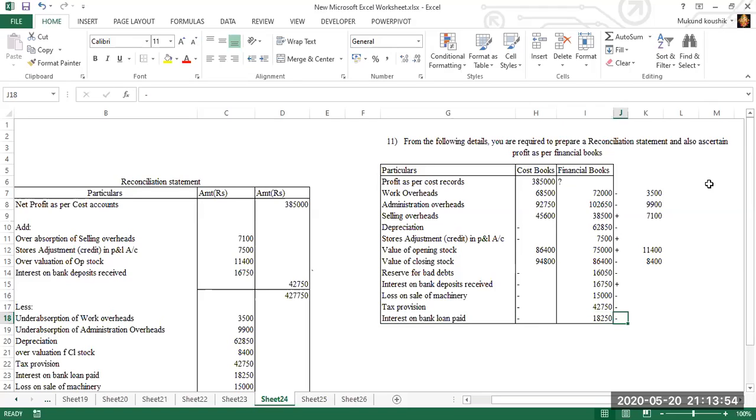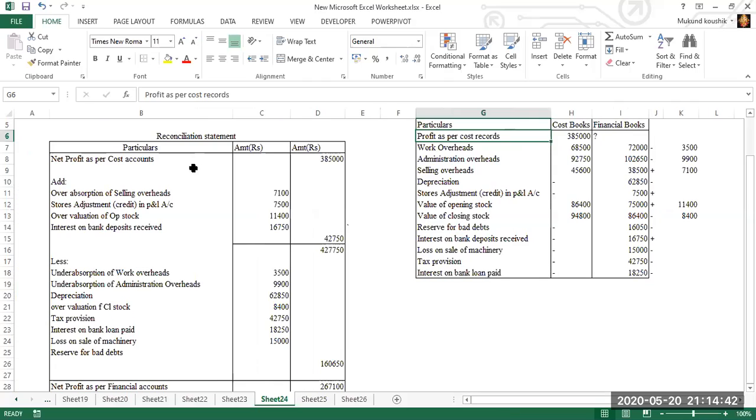So whenever we have expenses and losses in financial books, we have to deduct. This is the first step. We should first know what items we have to add and what items we have to deduct. Once we know this, we can start the problem. How do we start? We have to start with profit as per cost records or costing books. How much is the profit as per costing records? It is 3,85,000, which is our starting point.